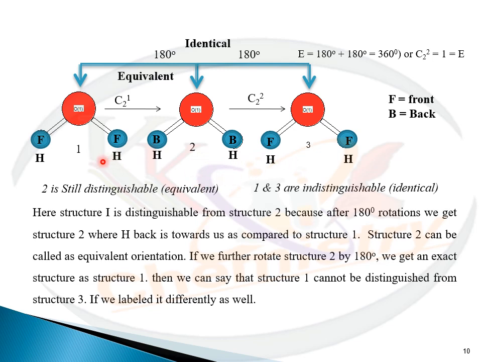So symmetry operations are applied till we get an identical structure. Here 180 plus 180 means 360 degrees, and 360 degrees is equal to C2 squared, meaning we have applied it 2 times. This 2 means 2 times 180 rotation. So it will cancel out. We will get 1, and this is equal to identity. Got it? Hope it is crystal clear to you.